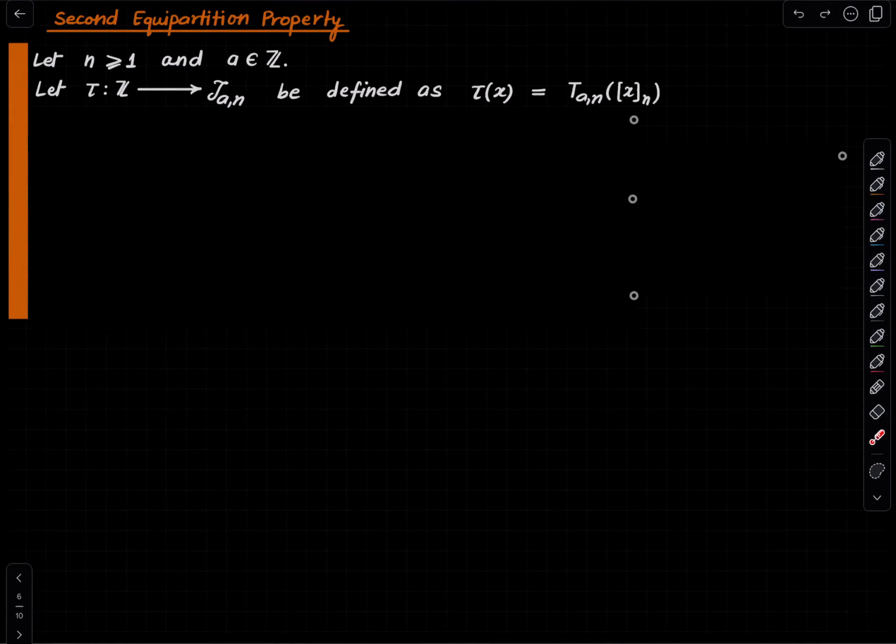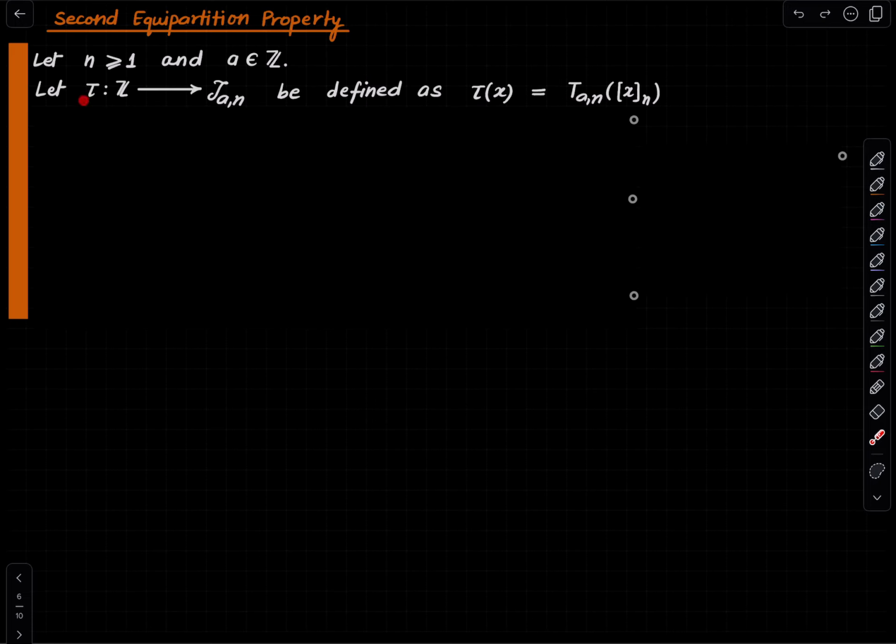All right, so what we just saw in this example, we are now going to prove in general, and I will refer to this phenomenon as the second equipartition property. So what are we saying? Fix a positive integer n and an integer a. Note that a is not in z mod nz, it is a genuine integer. And this will cause us notational nightmare, but what can I do?